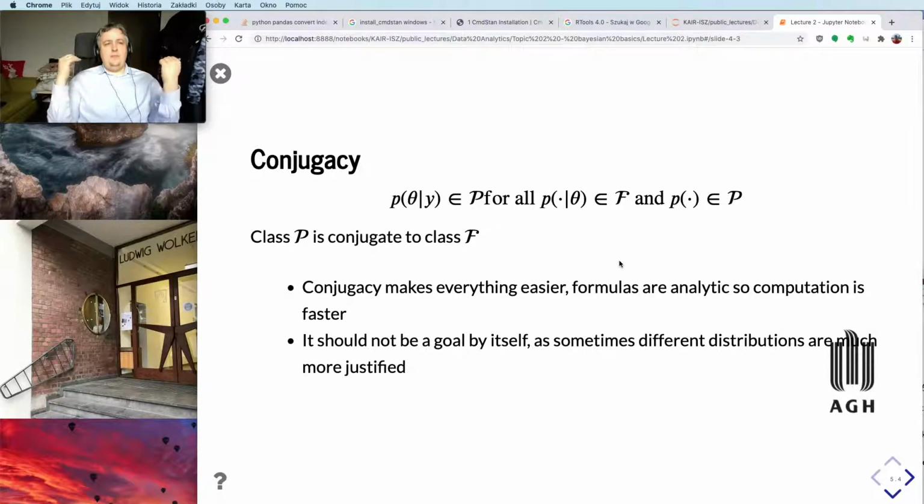That means that having this prior results in an analytically tractable posterior, and it makes analytical computation very easy, and generally the benefits end here.